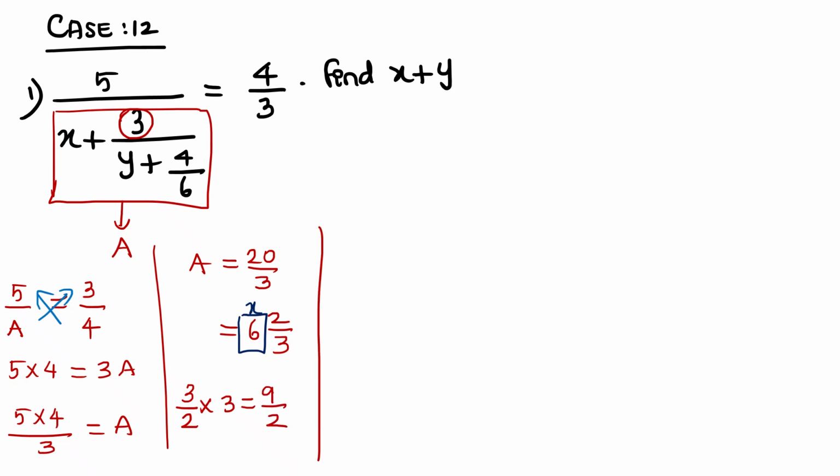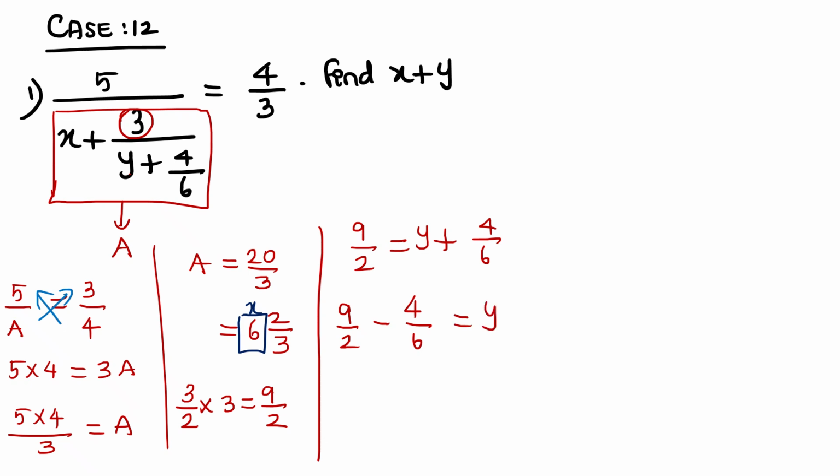As we have seen in the previous cases, the same logic is involved here. As we reciprocate, then we multiply, then again we reciprocate. Then this 9 by 2, you have y plus 4 by 6, so I'll directly write 9 by 2 is equal to y plus 4 by 6. So 9 by 2 minus 4 by 6 is equal to y.